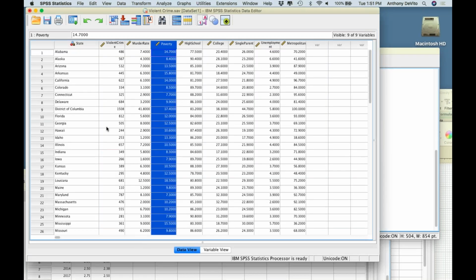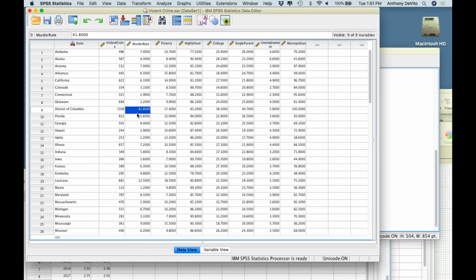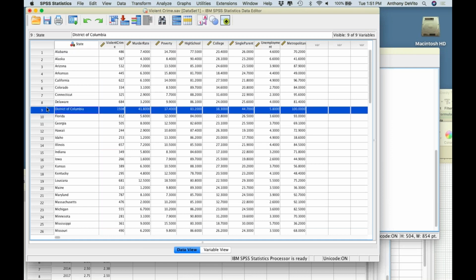I'm going to go back here and take a look. Which one has such a high murder rate? District of Columbia. That's not even a state, right? That's a very high murder rate. We have an outlier. It's distorting the data because our graph only shows that all the others are much lower rates.